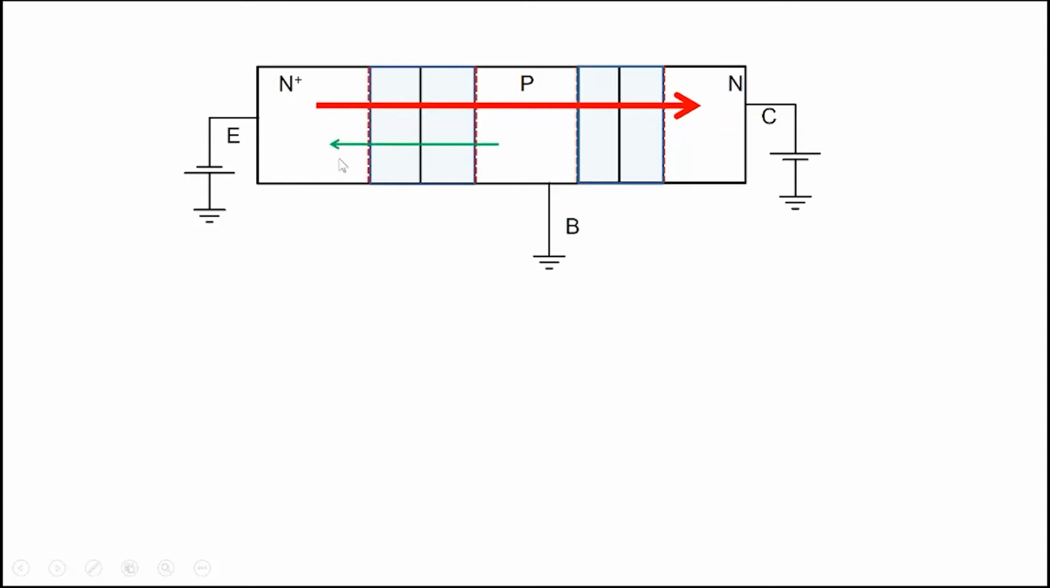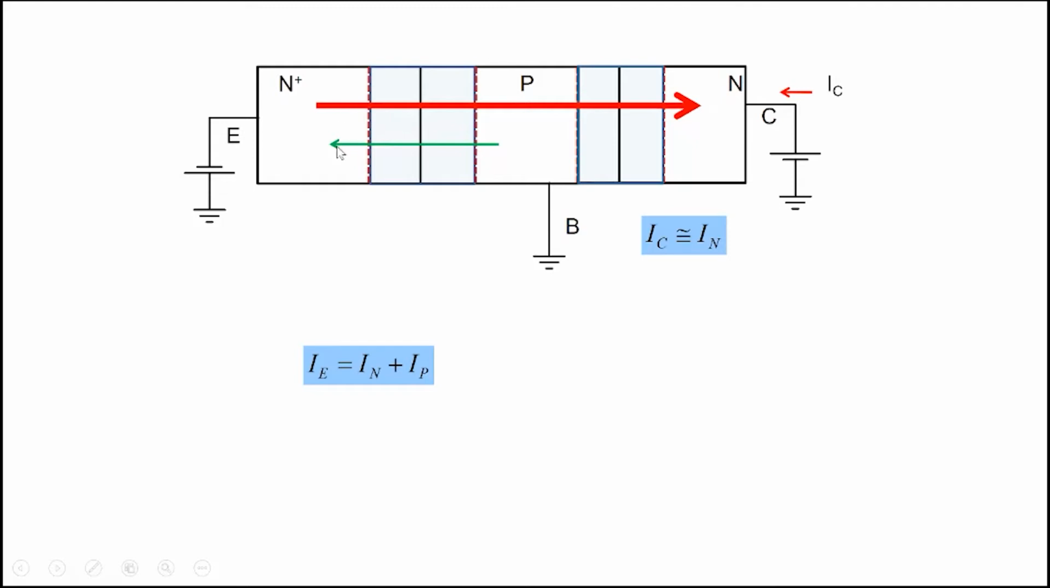And then these are the holes which are injected from P to N. And so collector current will be practically equal to this electron current here. Practically equal to electron current. Note that there are a little bit of holes that go from N to P, a reverse bias current, but that's much smaller here. You can ignore it. So collector current is practically equal to this electron current here.